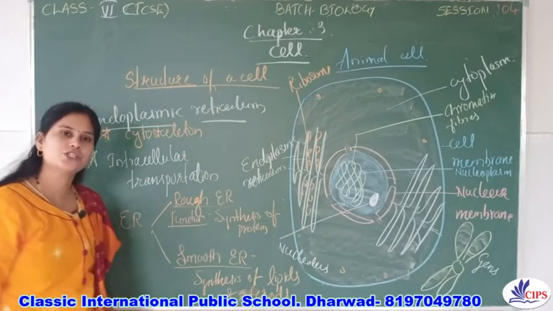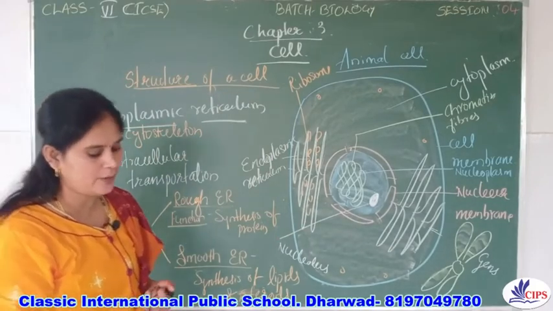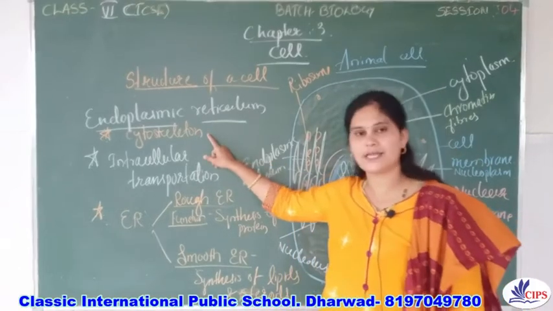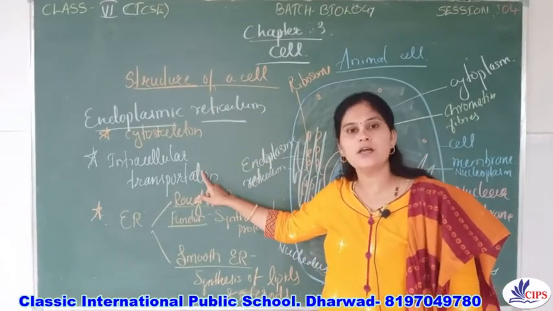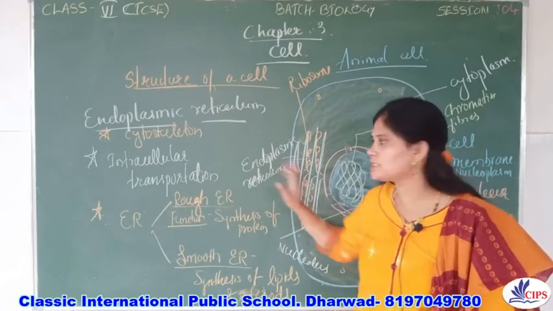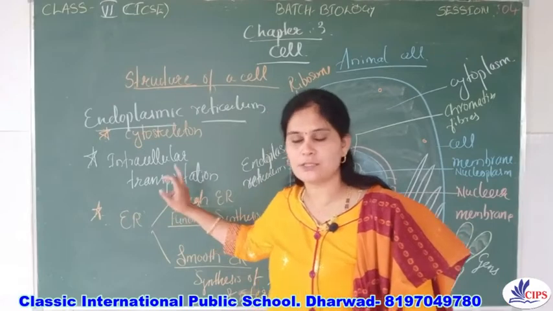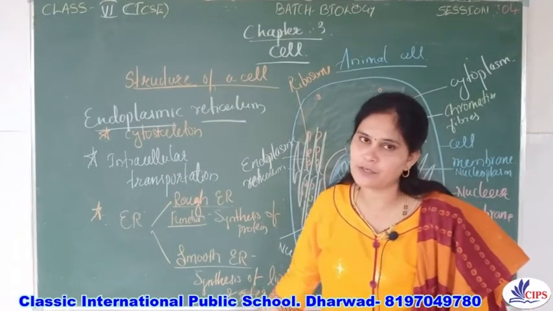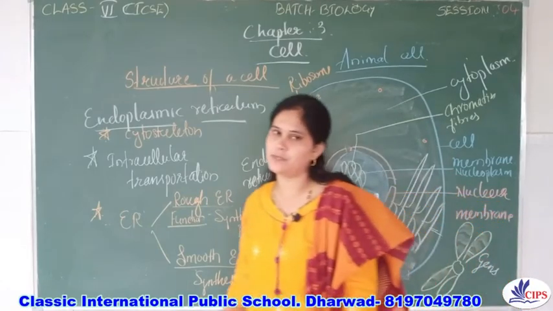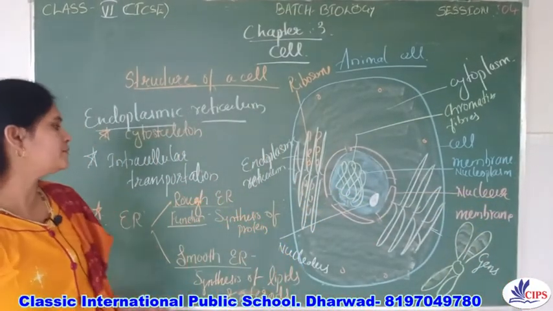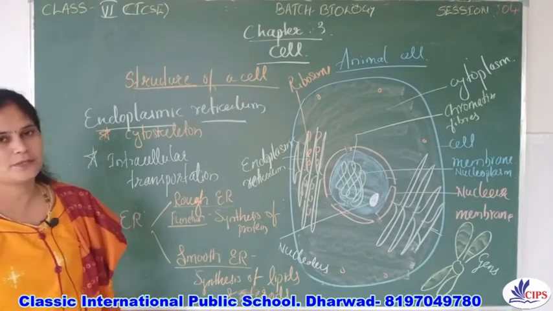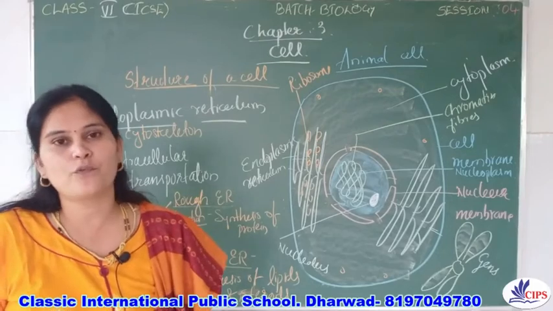So these are the functions of endoplasmic reticulum. Let me revise one more time. Endoplasmic reticulum acts as a cytoskeleton. It helps in transporting the substances from one place to another place. That helps in the intracellular transportation. And there are two types of endoplasmic reticulum: rough endoplasmic reticulum and smooth endoplasmic reticulum. So rough endoplasmic reticulum helps in the synthesis of protein, and the smooth endoplasmic reticulum helps in the synthesis of lipids and the steroids.